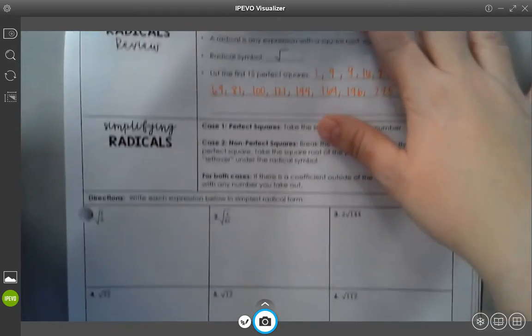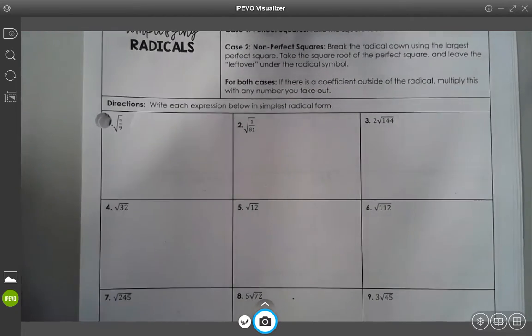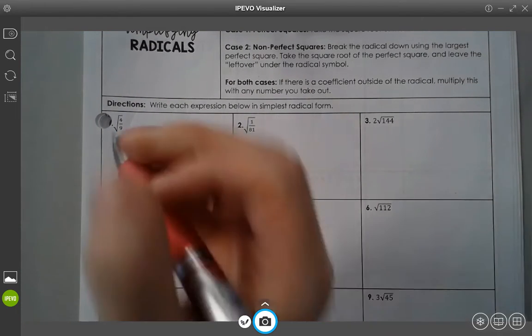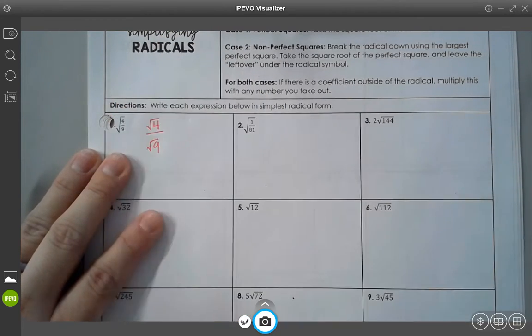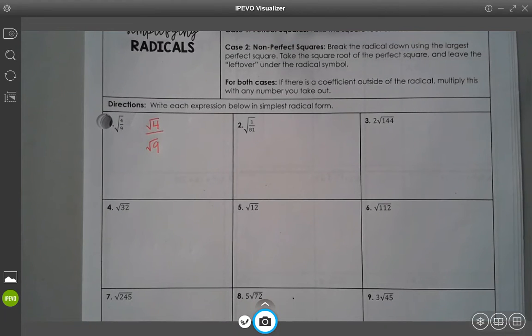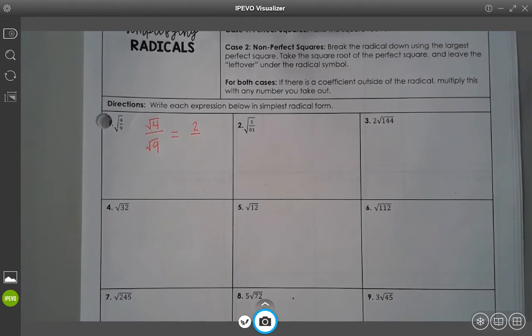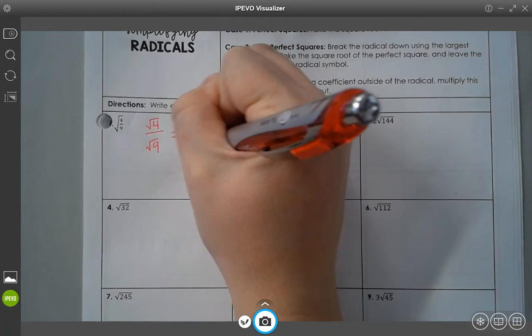So let's get started looking at some of these square roots. You can take the square root of a fraction. You just take the square root of the top, the square root of 4 over the square root of 9. You take the square root of the bottom. Is 4 a perfect square? Yep. What is the square root of 4? 2. Is 9 a perfect square? What's the square root of 9? 3. So 2/3.